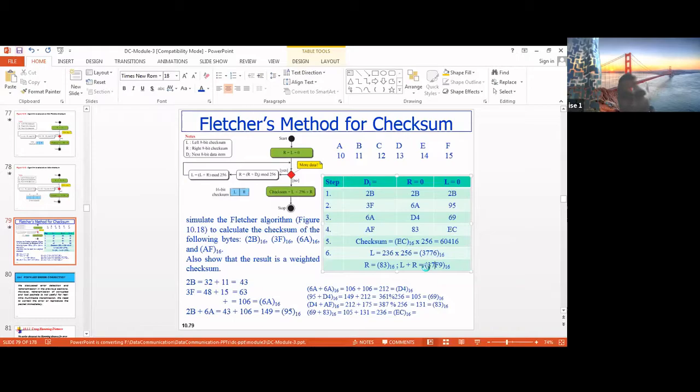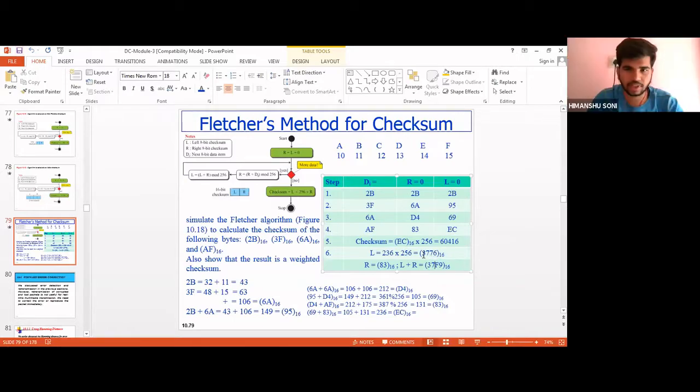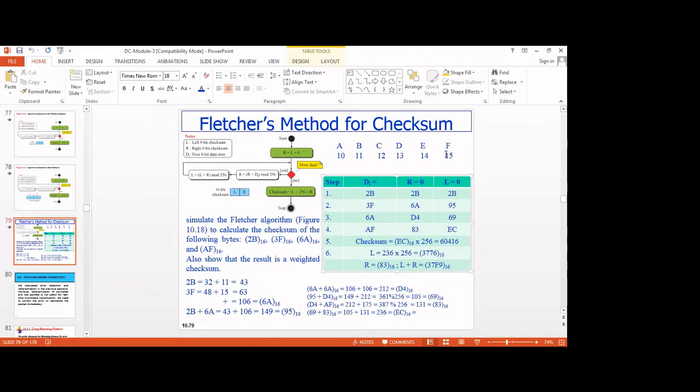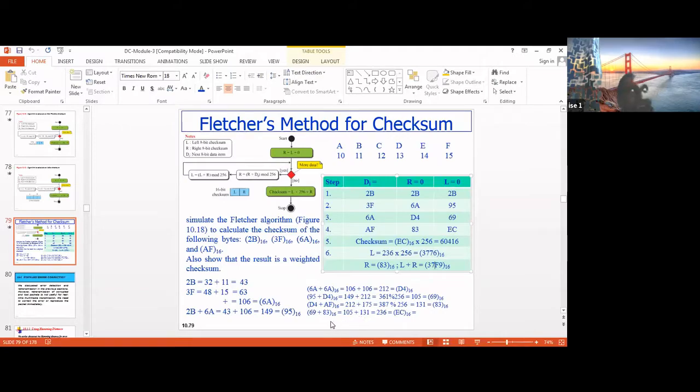Have you understood? See, L plus R is nothing but 3776 and 83. So if you add 76 and 83, 6 plus 3 is 9. I have taken 9. Next will come 7 plus 8 in the 10th position. 7 plus 8 is 15. 15 is nothing but F. Have you understood? And the remaining 37 remains as it is.